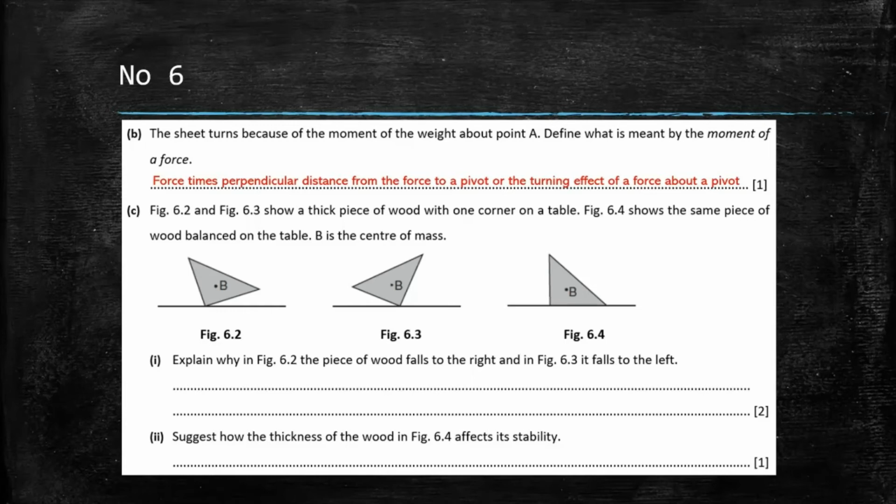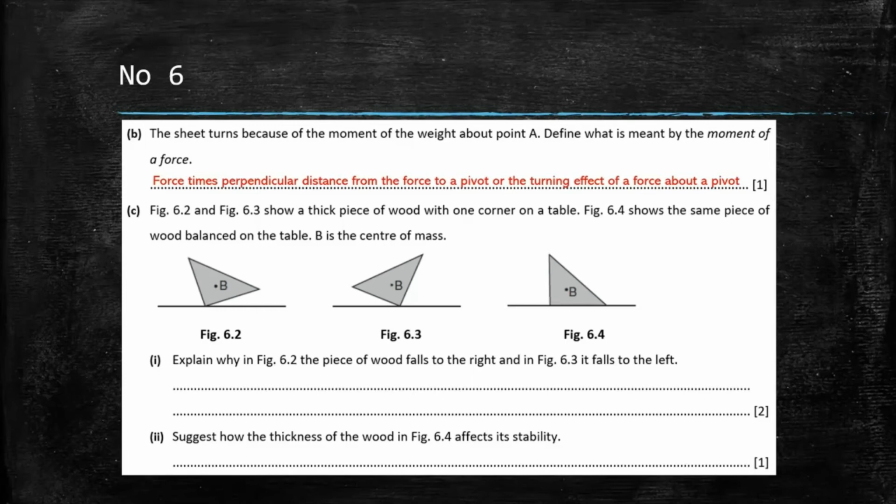Number 6c. Figure 6.2 and Figure 6.3 show a thick piece of wood with one corner on a table. Figure 6.4 shows the same piece of wood balanced on the table. B is the center of mass.